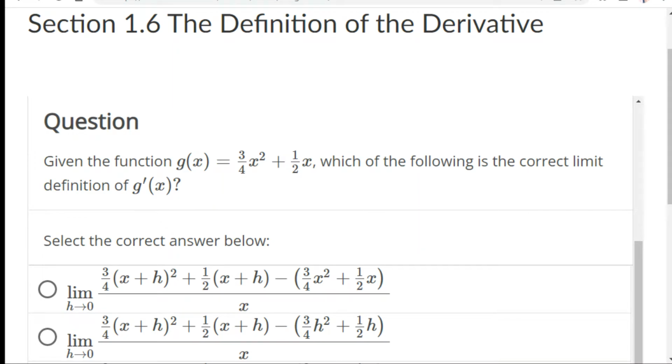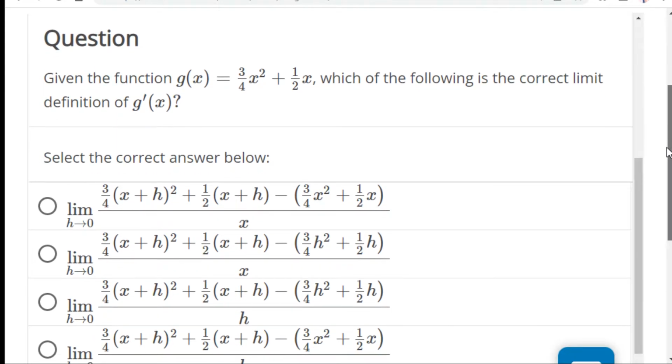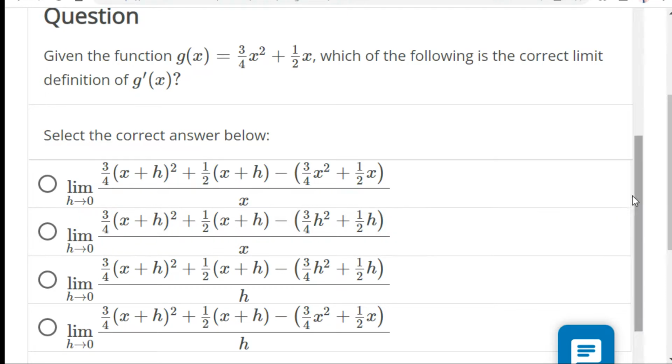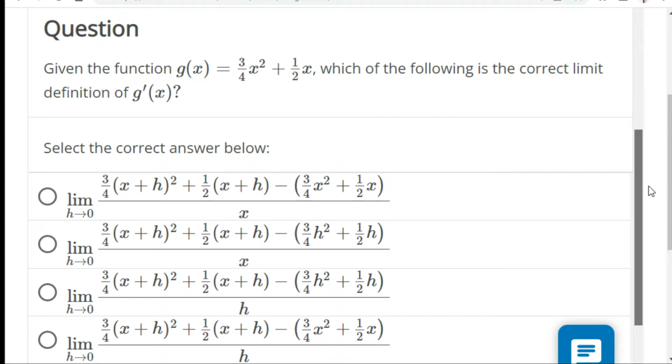Better late than never. Chapter 1.6, definition of the derivative. Super important section. It's also a really easy section. All they're wanting you to do is just set up the limit. You don't even have to find it.